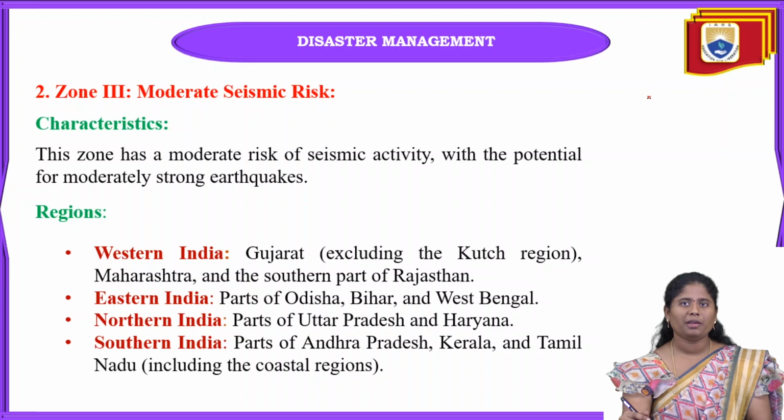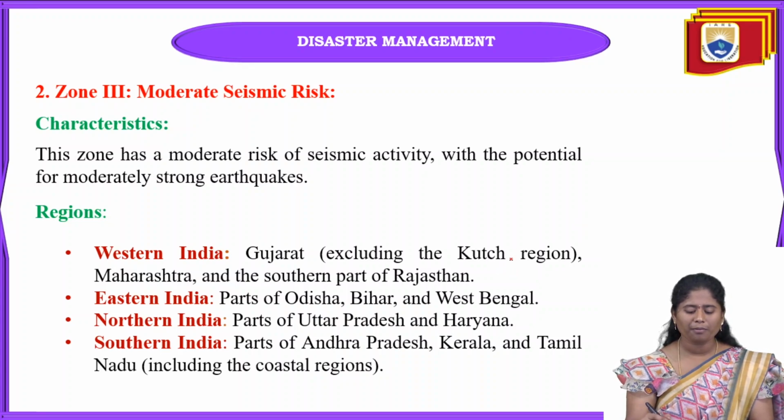Next one is Zone 3. Zone 3 is the moderate seismic risk area. If any earthquake occurs, there will be a slight change in the overall earth surface, meaning there will be deformation from the earthquakes here. What are the regions that come under Zone 3? In the western area, Gujarat and some areas in Maharashtra, and some areas like Rajasthan, come under Zone 3.